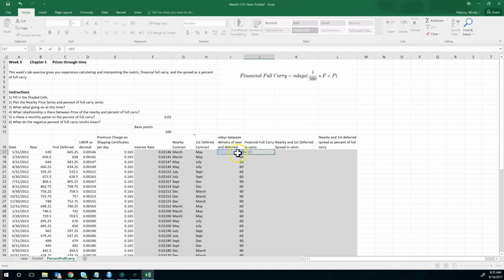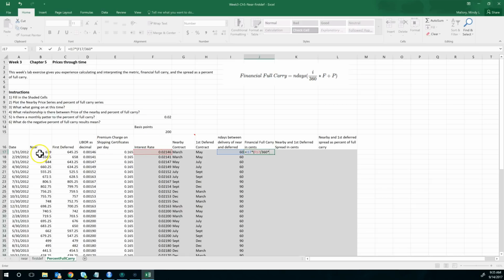Equals number of days times (interest rate divided by 360). Now some of you are probably noticing we're just doing simple interest here, which may be a little bit too simplistic for an actual individual's financing costs. But in some other contexts, the CME uses exactly this formula when calculating what is financial full carry. So we're just going to go with that method as well.